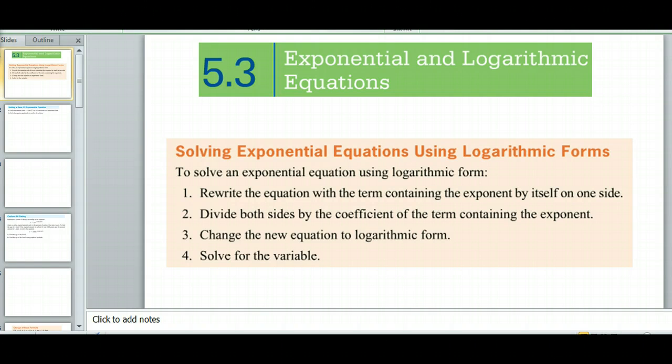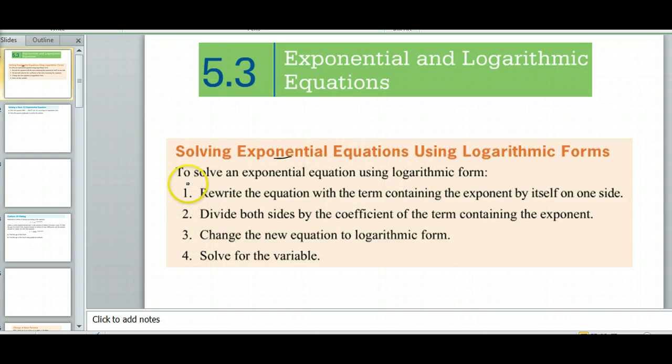Exponential log equations. In this section, we're going to be solving equations that have an x in the exponent or an x inside a log function. The first type we're going to look at is exponential equations, and we're going to use log forms to solve them. To solve an exponential equation using log forms, you do these 4 steps.